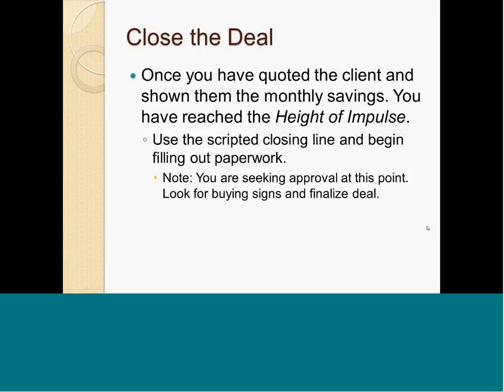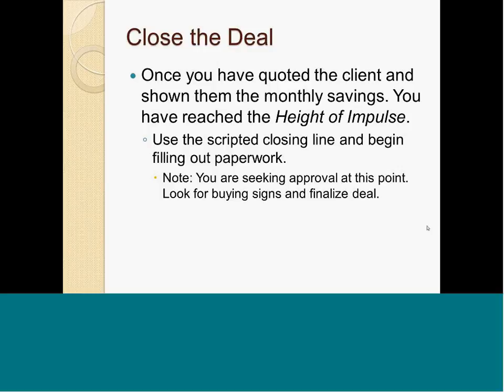Once you've talked to the client and shown them the monthly savings, you have reached your height of impulse. Note your keywords back in your training manual. The height of impulse is when the client is most excited about making the change. Everything after the height of impulse starts to decline. It's very difficult to sign someone up after you've reached the height of impulse. Use the scripted line on the previous slide and begin filling out the paperwork. Again, you're only seeking approval at this point.